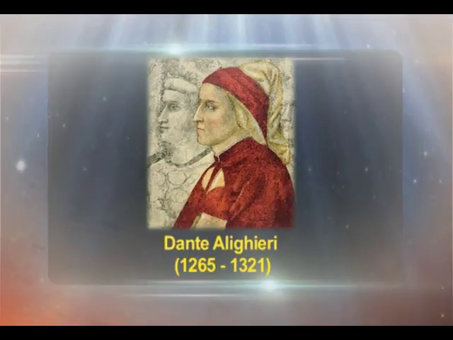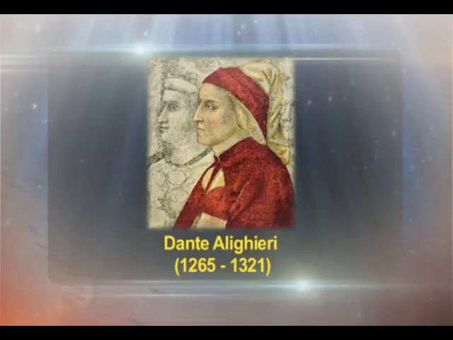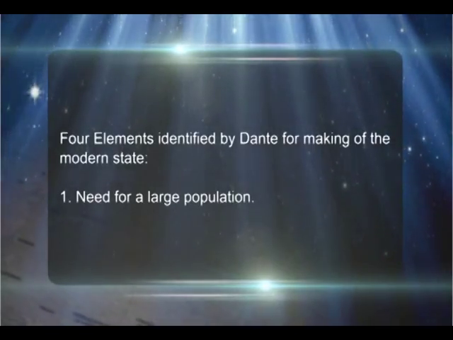Now, first of all, Dante's contribution. So far as Dante is concerned, there were at least four very important elements identified by Dante which went into the making of the modern state. They went into the making of the modern state in the sense that they constituted the ingredients of the absolute state. And it is these ingredients of the absolute state which were appropriated by the modern state as we witness it today. Now, what were these four elements? First of all, Dante emphasized the need for a large population.